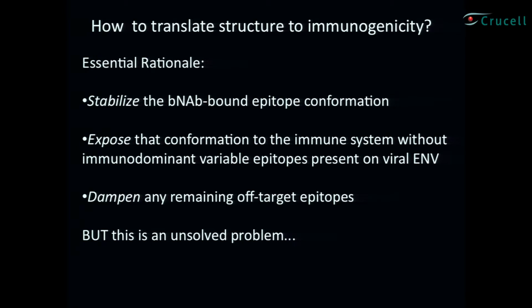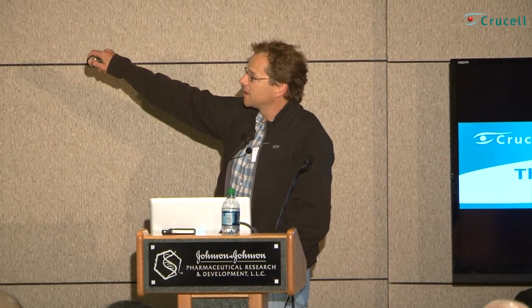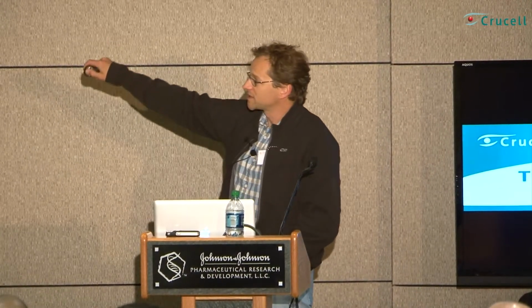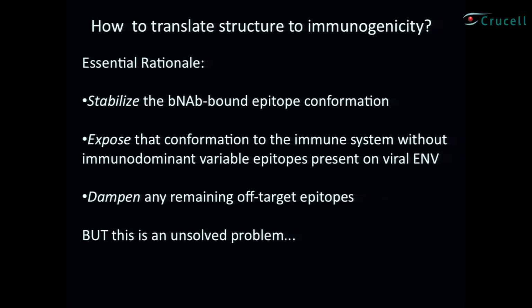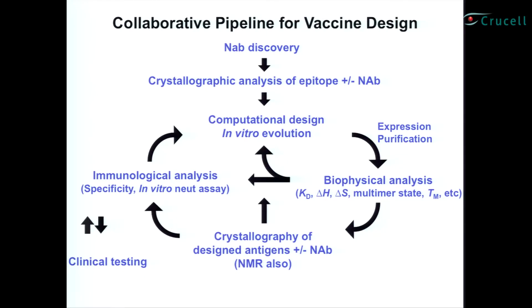So just in conclusion, we're trying to figure out what are all the different ways we can think of to translate the structure of an antigen into immunogenicity. And there's a lot of things to talk about, and I won't go through them all. But essentially, we try to stabilize the antibody-bound epitope conformation when that's known. We expose that conformation to the immune system, preferably without immunodominant variable epitopes present on viral envelope, or you can imagine on any sort of variable pathogen. And we try to dampen off-target epitopes by various methods.